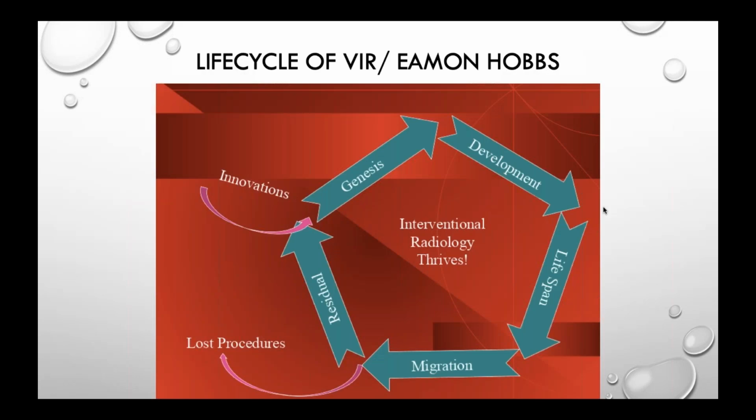Now, I was lucky enough to view this PowerPoint presentation from Barry Katzen on IR and IO, and in it he had this slide, which is from Eamon Hobbs, the founder of AngioDynamics, a big interventional radiology company. Basically what it showed is that we're really good at innovating. We generate an idea, we develop it, but then there was a certain lifespan, and unfortunately certain procedures were migrating out, so-called lost procedures, and then we had a certain residual. And really it came down to two things.